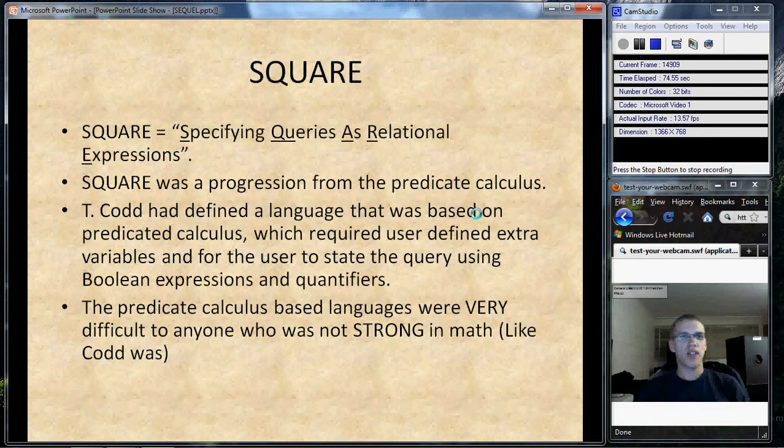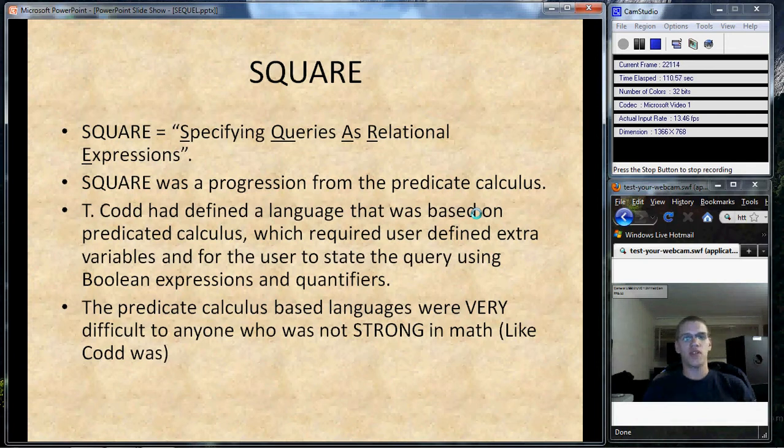Square stands for Specifying Queries as Relational Expressions. Apparently the guys at IBM liked nice, clean acronyms. Square was a progression from the predicate calculus, as you may remember from the relational database paper by Ted Codd. He defined a language based on the predicate calculus that could be used to query data from his newly defined relational database.